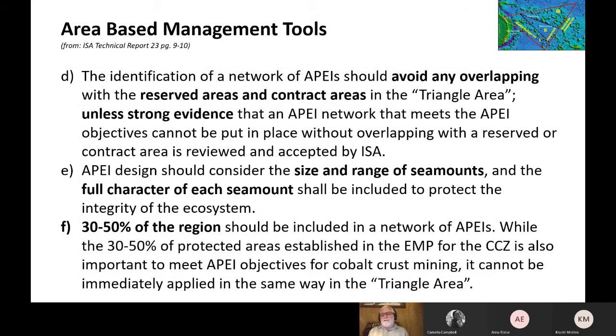The Qingdao report noted that we should avoid overlapping reserved or contract areas unless there's strong evidence that there is a reason to be overlapping with those areas. So we're going to need to look carefully at those topics. The APEI design should also consider the size and range of seamounts, full character of seamounts, and the integrity of the ecosystem. It was also suggested in that report that 30 to 50% of the region should be considered in a network of APEIs that represent the ecosystem.